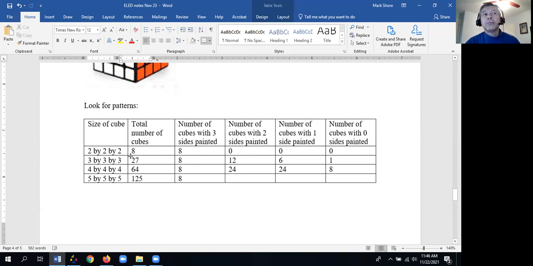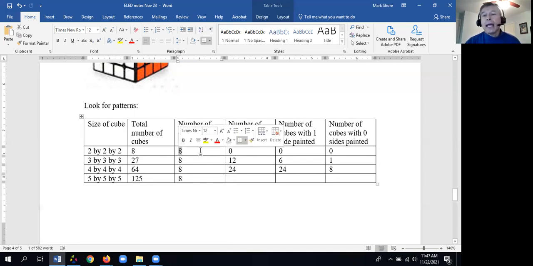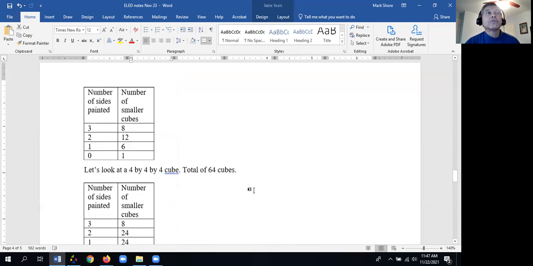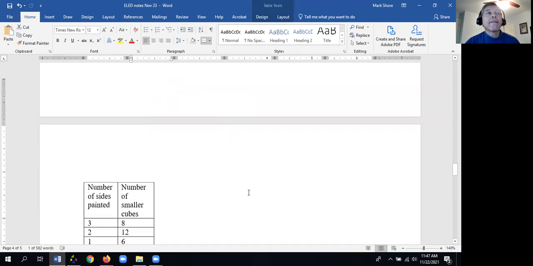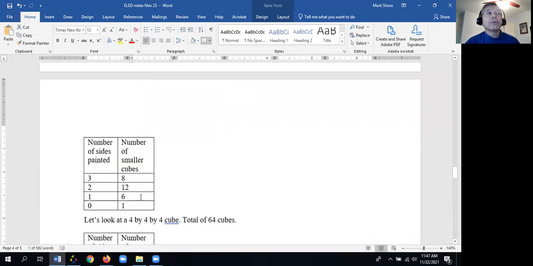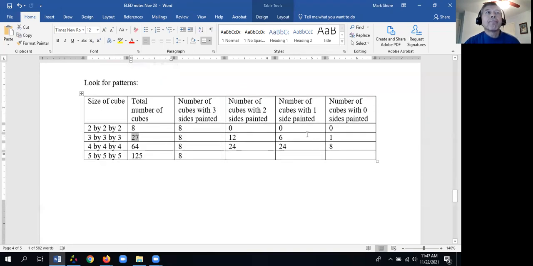So on a 2x2x2, we don't get much. There's 8 cubes, and all 8 of the cubes have 3 sides painted. On a 3x3x3, there's 27 cubes total. And all I did was take our results from up here on the 3x3 and put them in this table here. So on a 3x3x3, there are 8 cubes that have 3 sides painted, 12 cubes that have 2 sides painted, 6 cubes that have 1 side painted, and 1 cube in the middle that's not painted.